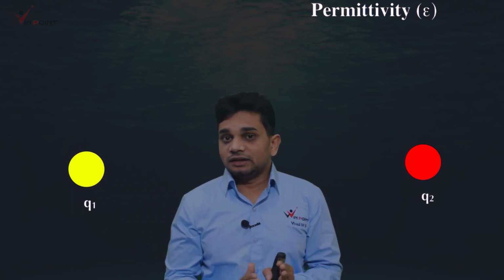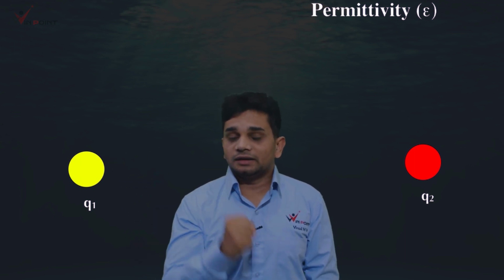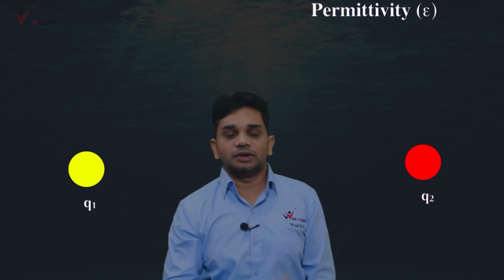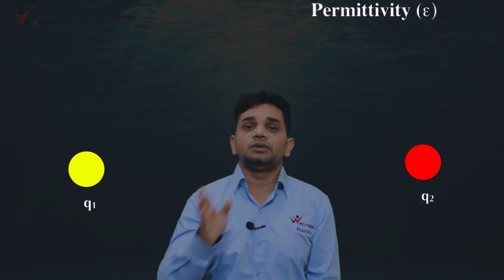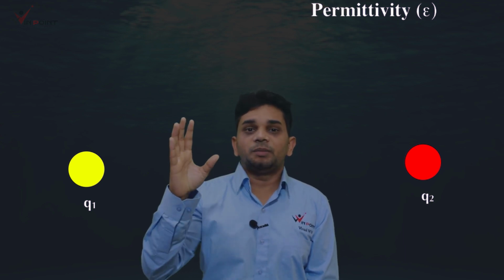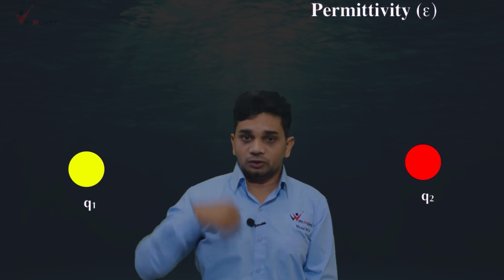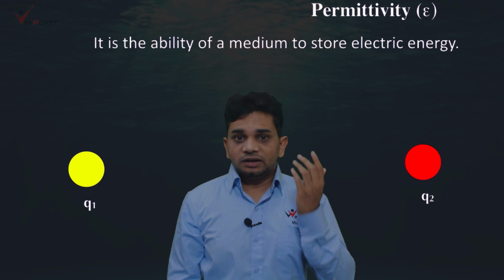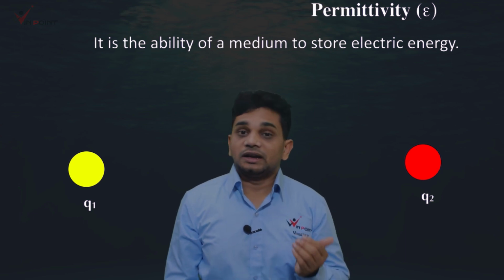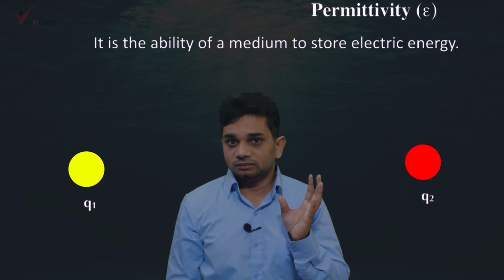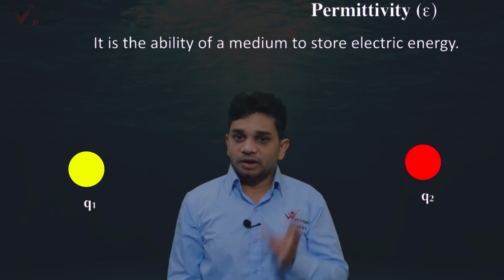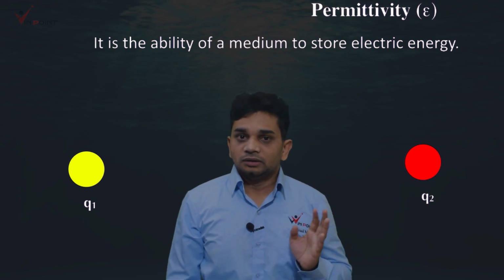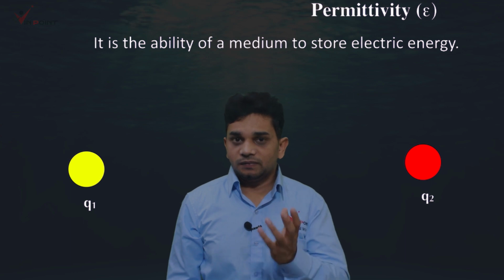When electrical energy is passing through this medium, some of the energy the medium will absorb. Just imagine charge Q1 is transmitting 100% of energy. That 100% is not going to reach here. Maybe 60% of the energy the medium will absorb, only 40% will reach here. That is called permittivity. It is the ability of a medium to store electric energy. Every medium has this ability. That is called permittivity. We are considering permittivity of free space. That value we need to learn.